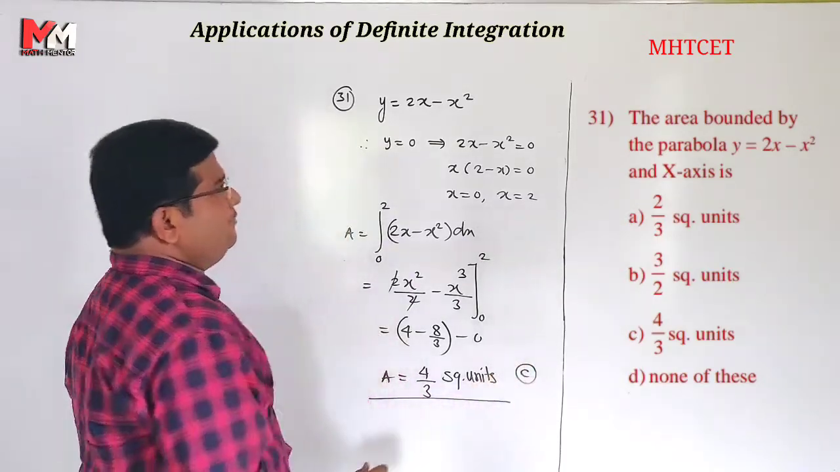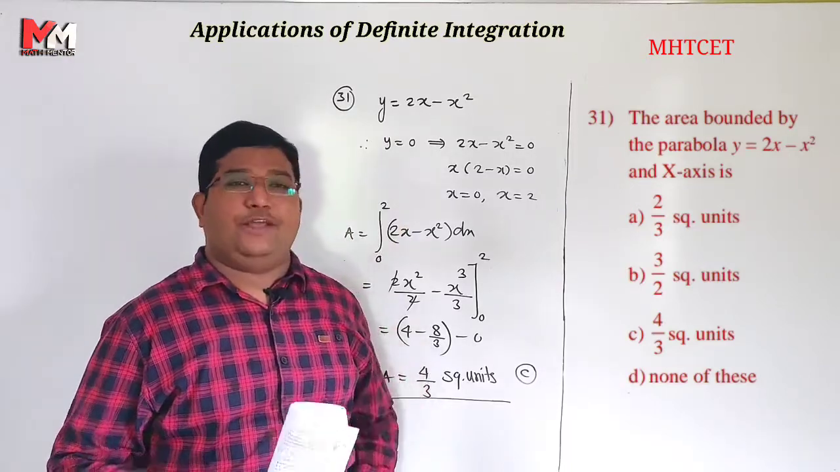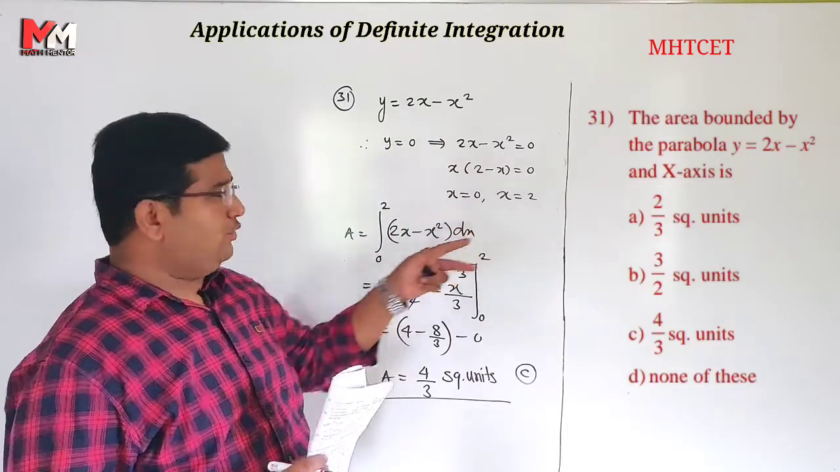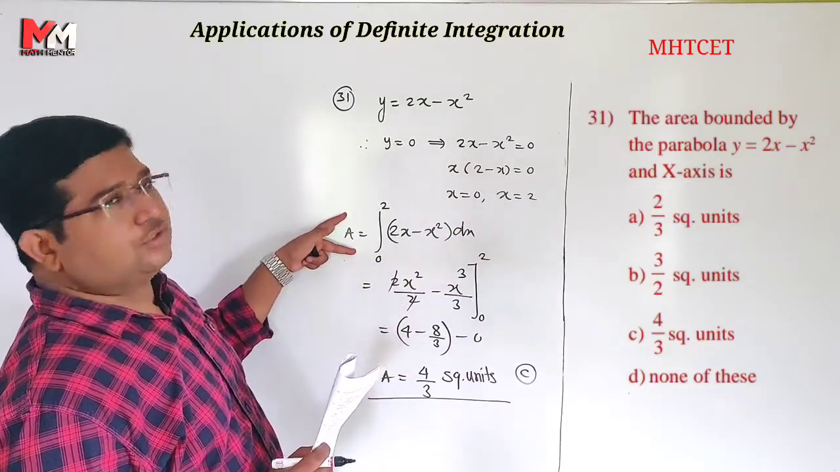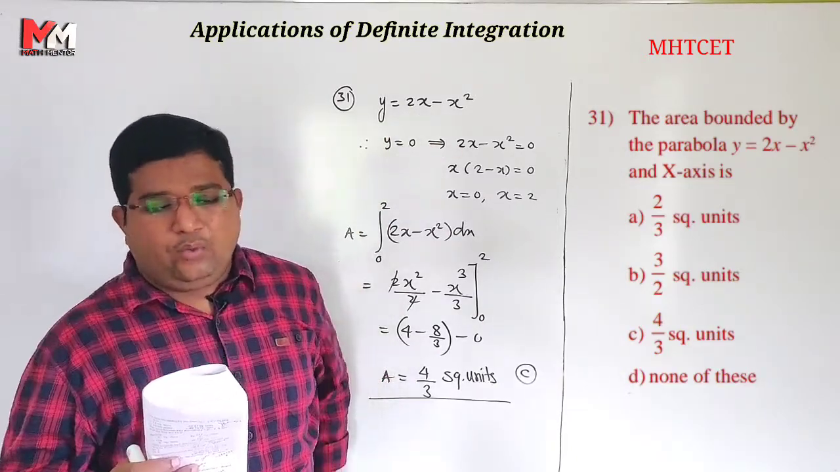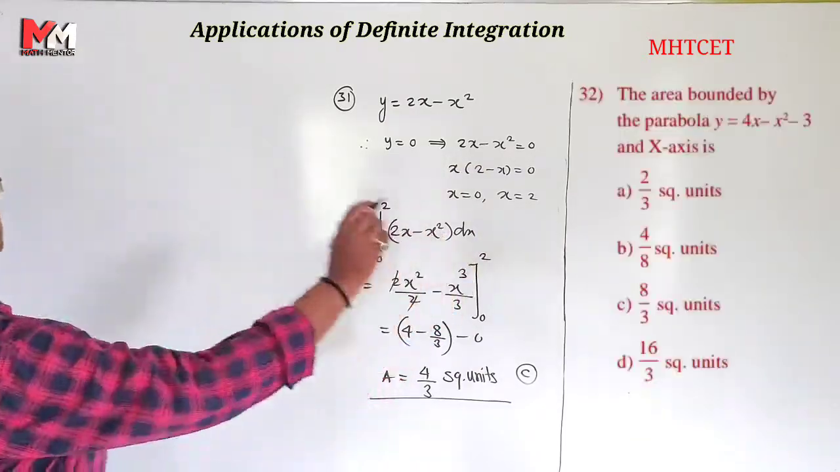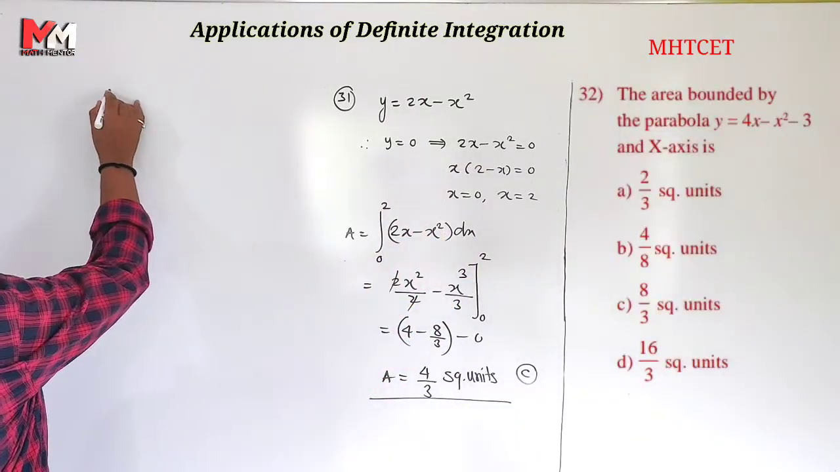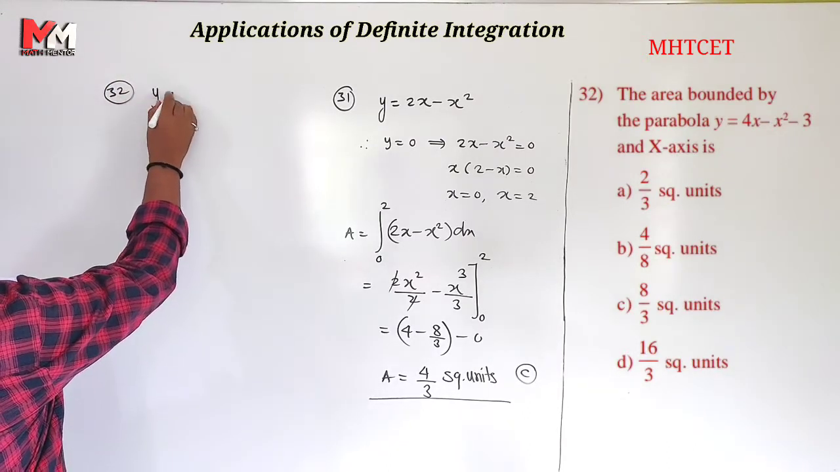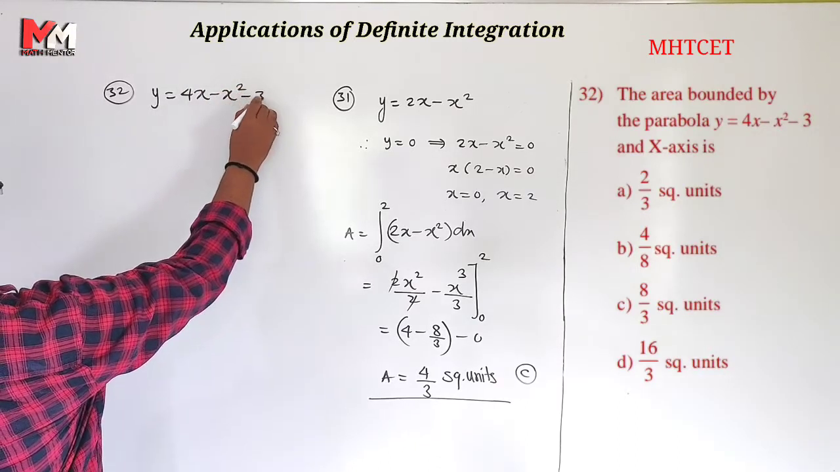It's very simple. Consider y is equal to 0 because we have to find the area about the x-axis. This gives two values, x is equal to 0 and x is equal to 2, which are the lower limit and upper limit of the graph of this curve. Now MCQ 32, the area bounded by the parabola, is one more example on a similar parabola: y is equal to 4x minus x square minus 3.